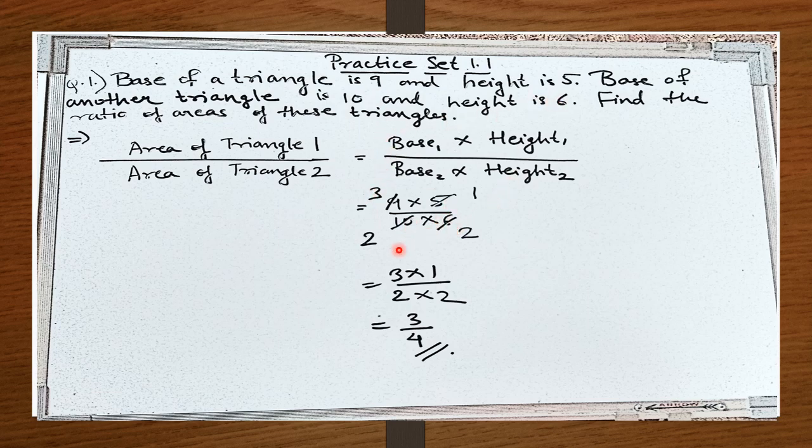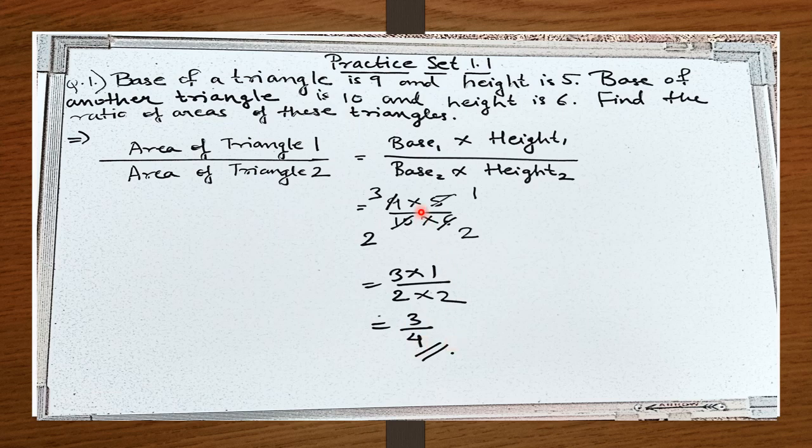Now here, 9 and 6 I can divide by 3. So 3 3s are 9 and 3 2s are 6, and here 5 and 10 can be divided by 5. So 5 1s are 5 and 5 2s are 10. So what is left? 3 into 1 in the numerator and 2 into 2 in the denominator, and therefore the answer should be 3 upon 4, and this is the reduced form.